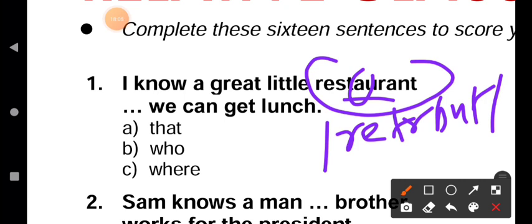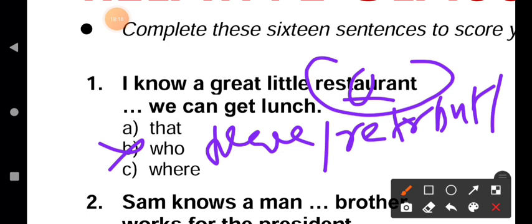I know where we can get lunch. Where, the place. Here the indication of place. Who is not a person or people, and that is not suitable here. I know a great little restaurant where we can get lunch. That is the place, that is the restaurant. That place where we take the place indicates through the relative adverb where.